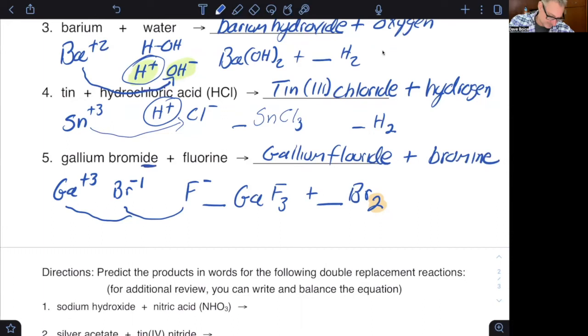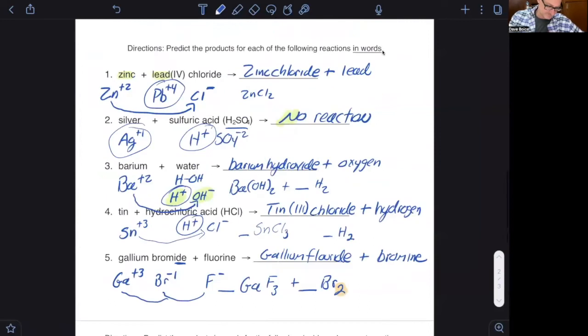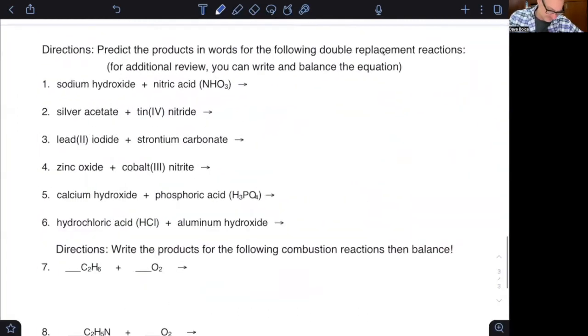So it's no longer connected. So it goes from ide back to its original spelling, which is bromine, bromine. That's it for those. Let's take a look here.